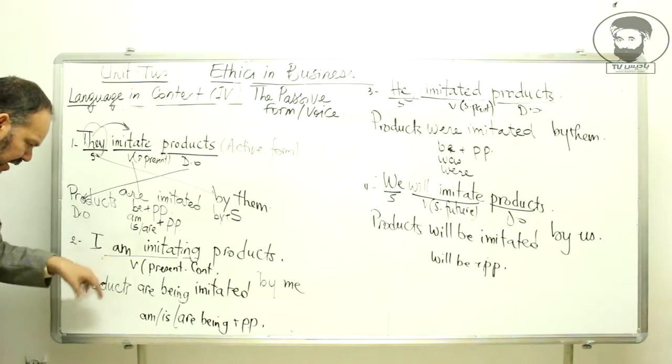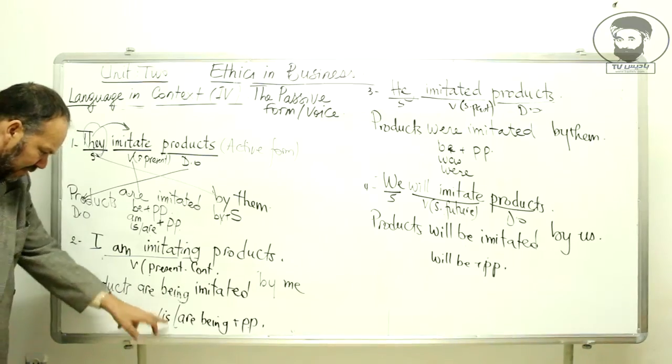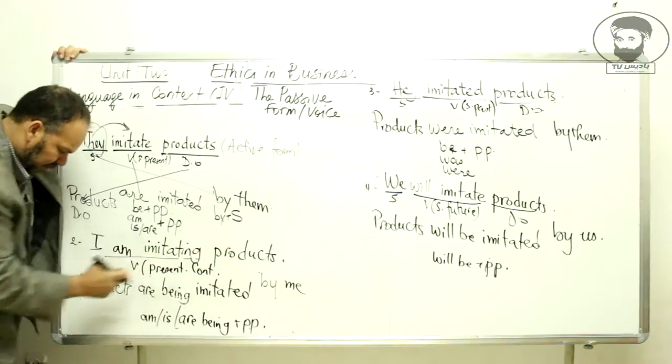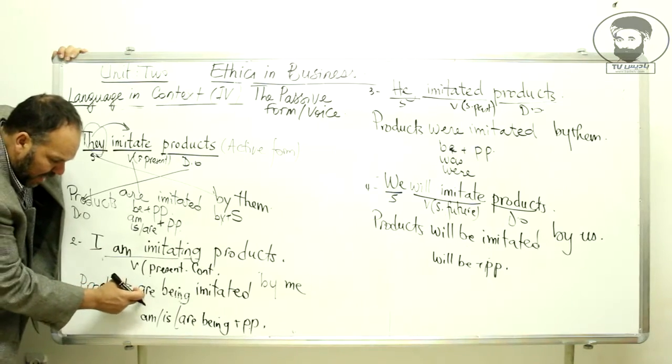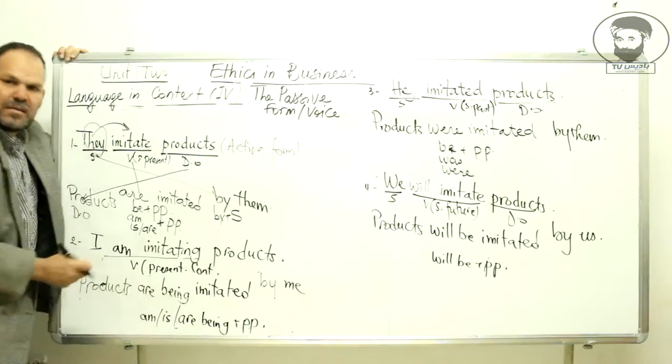Now in the past, we take just was or were. For example, I was imitating products. You say products were being imitated.